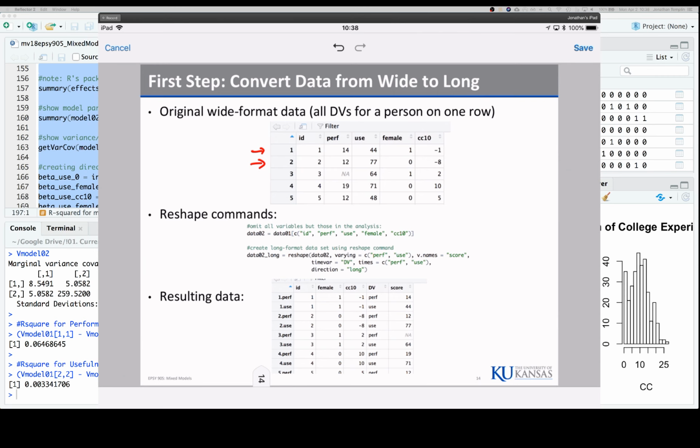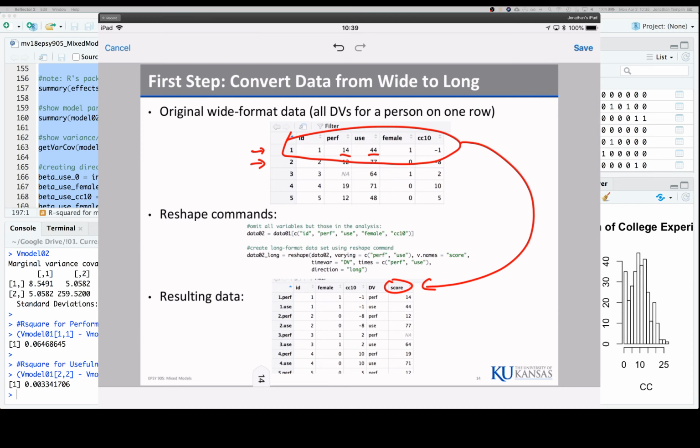We're going to take person 1 right here, and we're going to remember that we have two dependent variables for this person, performance and usefulness. And they have a 14 and a 44 for those scores. So really we want both of these. We want one column for the dependent variable right here. The reason we need one column for the dependent variable is because in the mixed model software there is only one spot to have a dependent variable listed. This is very similar to the LM function, the linear models function that we started the course with, where we have a dependent variable on the left-hand side of a tilde to indicate a model for it.